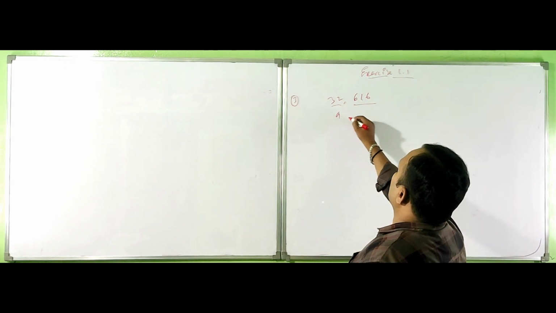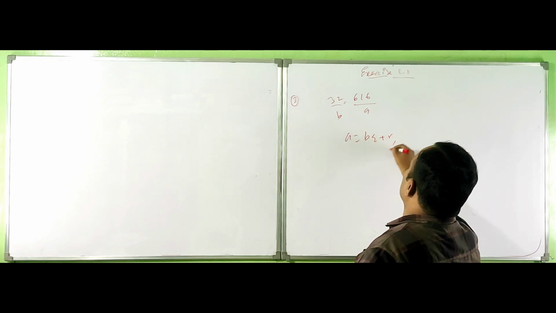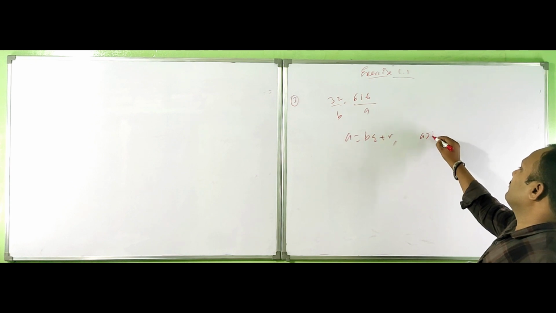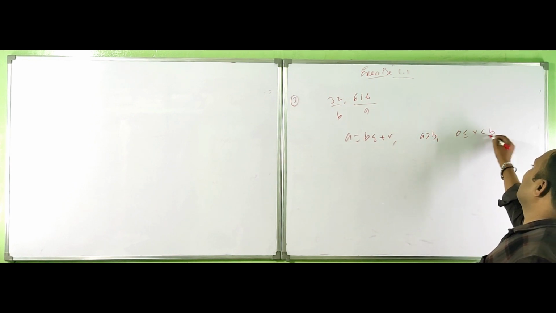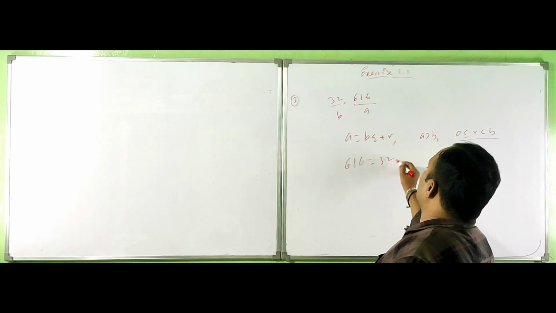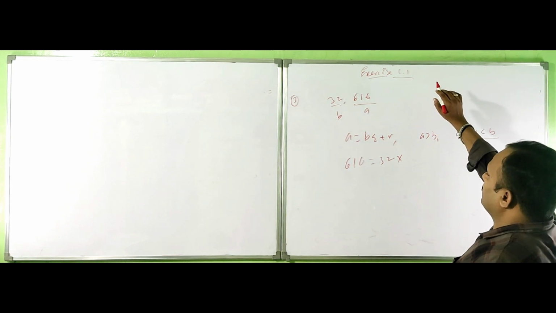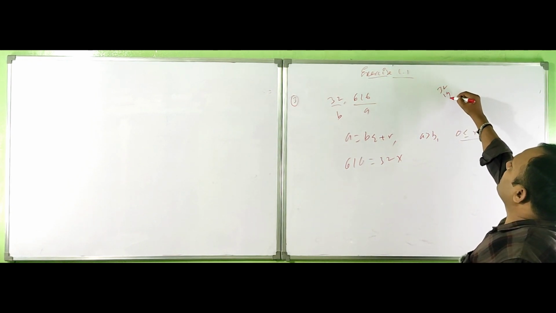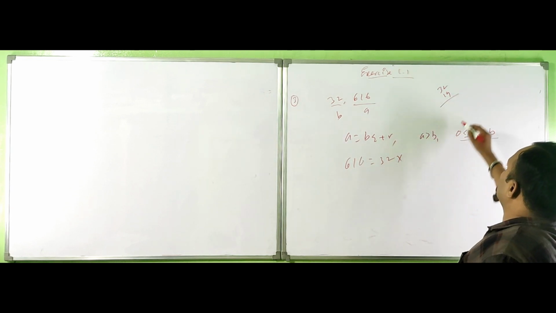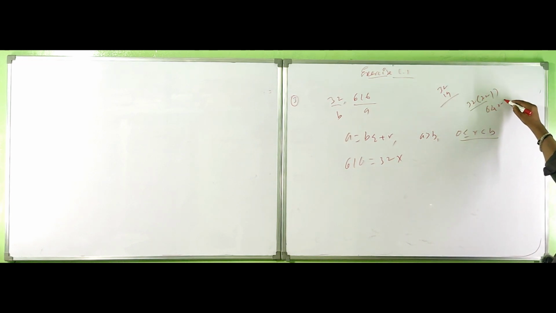This is the A and this is the B. So writing A is equal to BQ plus R, where A is greater than B and 0 is less than or equal to R, less than B. So I'm writing 616 as a multiple of 32 into Q. 32 into 20 is more, 640. So 32 into 19 we can make. So we can write 32 into 20 minus 1. This is 640 minus 32. This is 608.